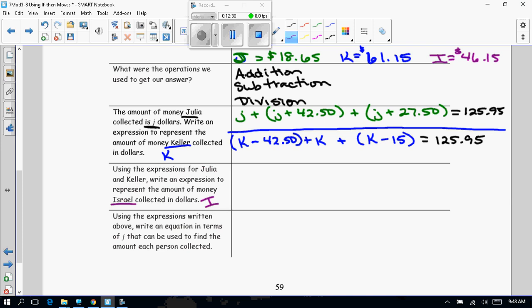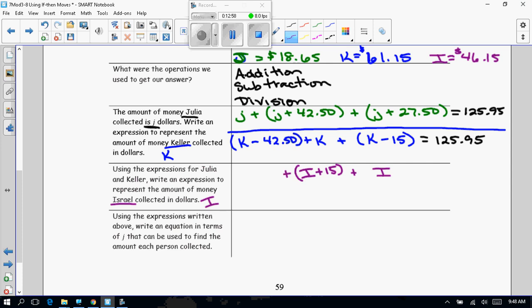All right, so if I use Israel as my basis, right? Israel made what? $15 less than Keller. Or in other words, Keller made $15 more. So Keller, I'm going to leave him in the center there, is Israel's money plus $15, right? There's Keller. I'm always going to put them in the middle.